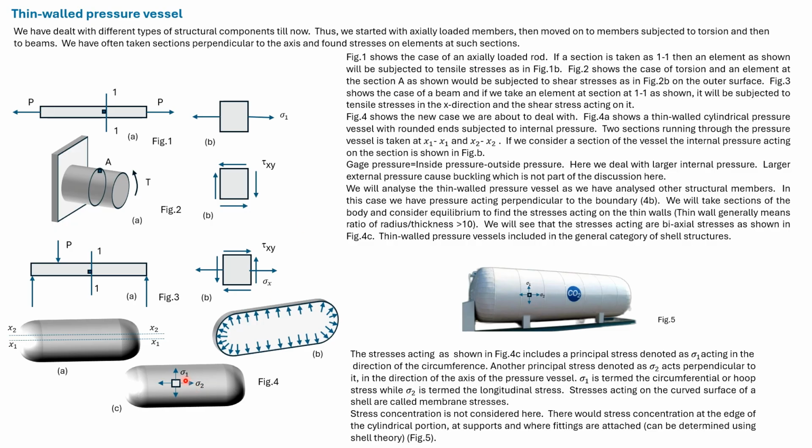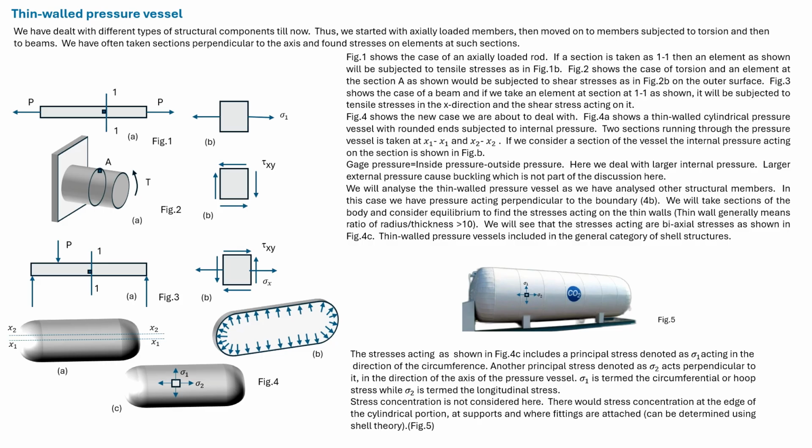The stress sigma 1 is referred to as the circumferential or hoop stress, and the stress sigma 2 is referred to as the longitudinal stress. So next we'll find out the magnitude of these two stresses in a cylindrical pressure vessel. Since there are no shear stresses acting here, these two normal stresses are principal stresses.